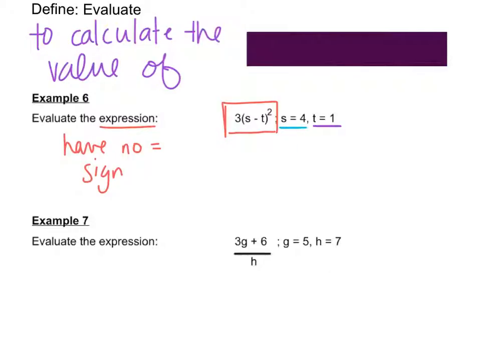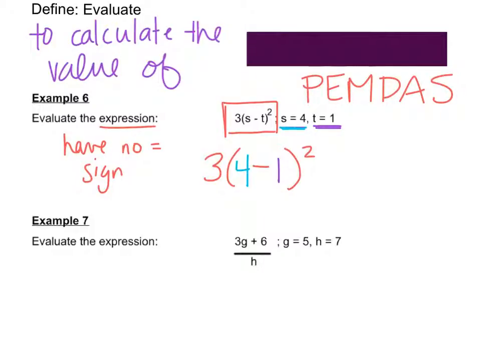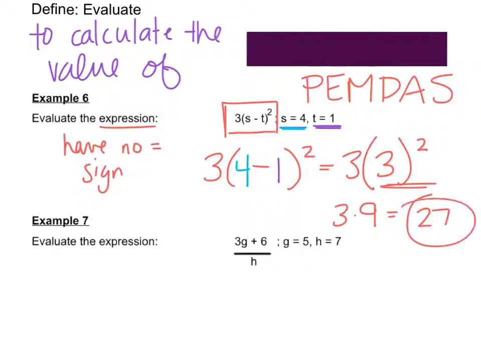And so what that means is wherever we see s, we put 4, and wherever we see t, we put 1. So we have 3 times s, which is 4, minus t, which is a 1, parentheses squared. And then you remember order of operations. Please excuse my dear Aunt Sally. And so we're going to have 3, 4 minus 1 is 3 squared. Next we do our exponents. 3 times 9, which gives us simply 27.